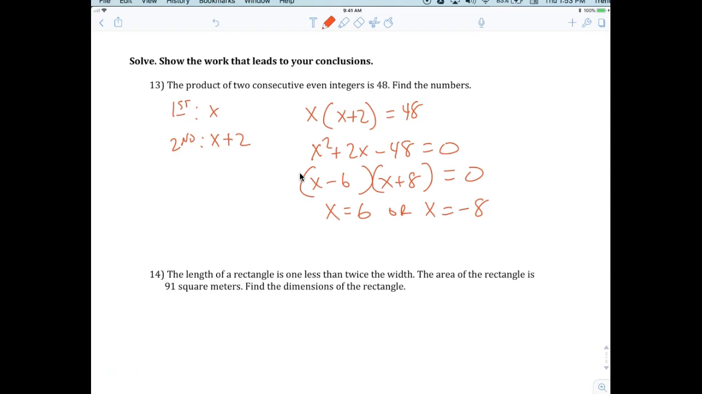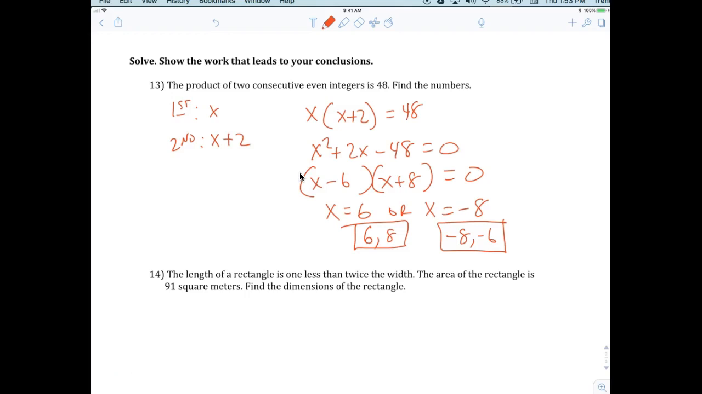The even numbers multiplied together to get 48 are what? 6 and 8. That is one answer. And what's the other answer? Negative 8 and negative 6. Now look at that and make sure you understand what we did there. All right? Again, x equals 6.